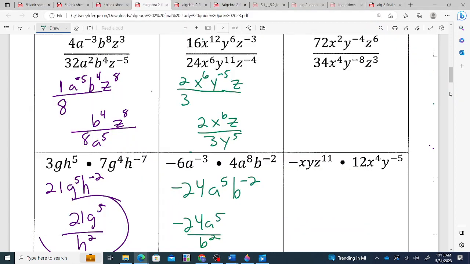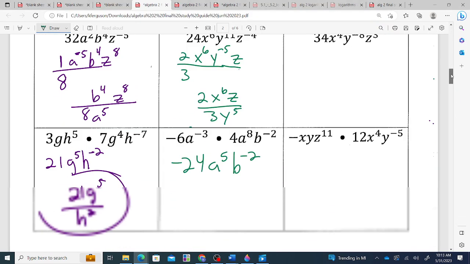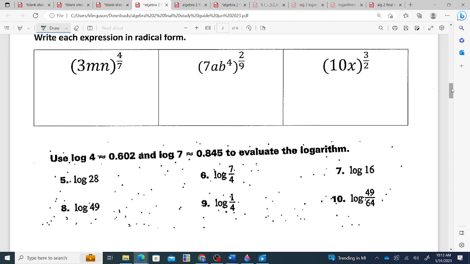Okay, so I'm gonna leave this one there and go to this. So I'm looking at writing expressions in radical form. We talked about this yesterday, so I'm gonna go quick. Fractional exponent: the numerator is like your power, and the denominator is your radical.